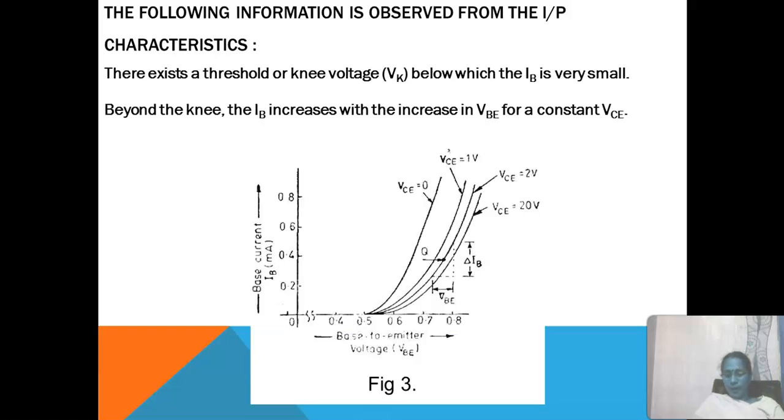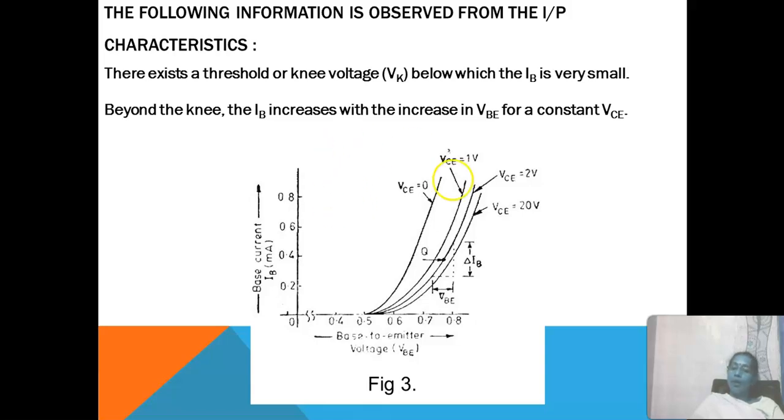Point 1: there exists a threshold or knee voltage below which the base current is very small. The value of knee voltage is 0.5 volt for silicon and 0.1 volt for germanium transistors. Beyond the knee, the base current IB increases with increase in base to emitter voltage VBE for a constant collector to emitter voltage.